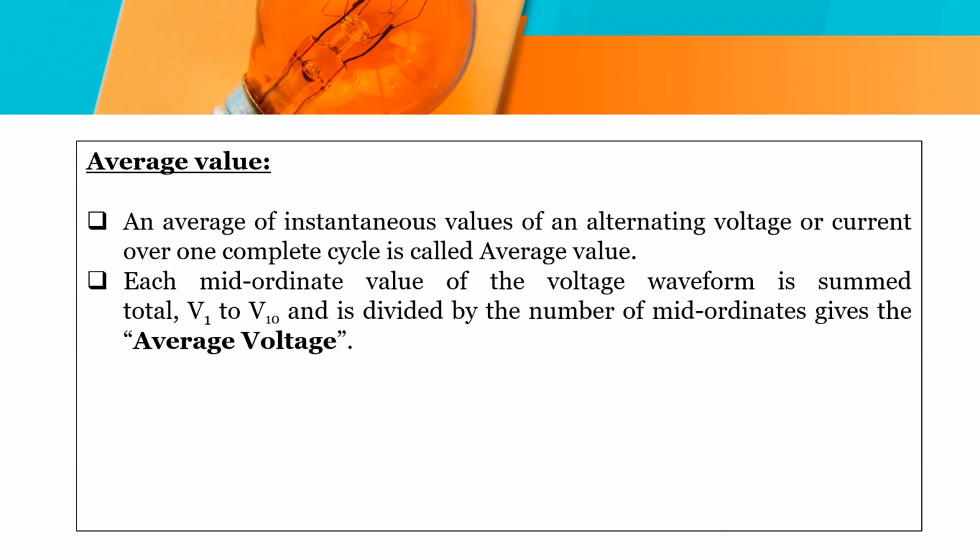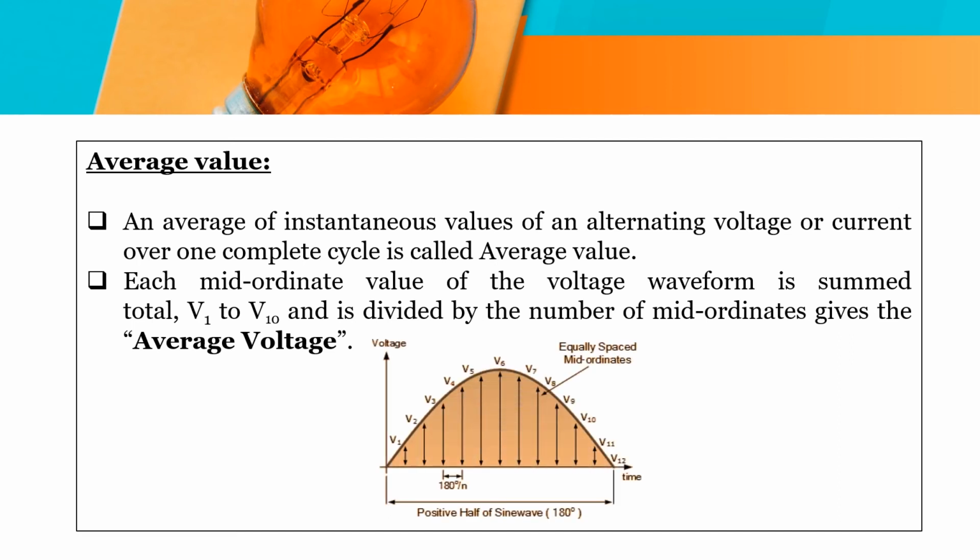Average value. An average of instantaneous values of an alternating voltage or current over one complete cycle is called average value. Each mid-ordinate value of the voltage waveform is summed, total V1 to V10, and is divided by the number of mid-ordinates, giving the average voltage.